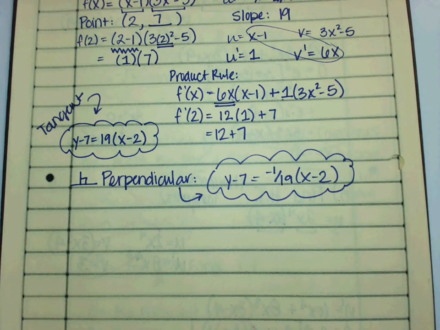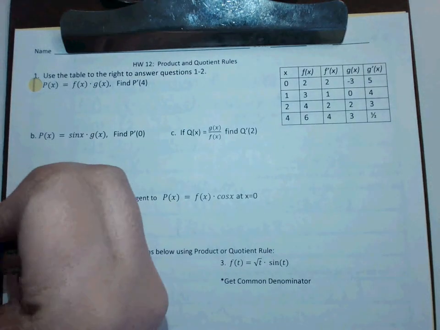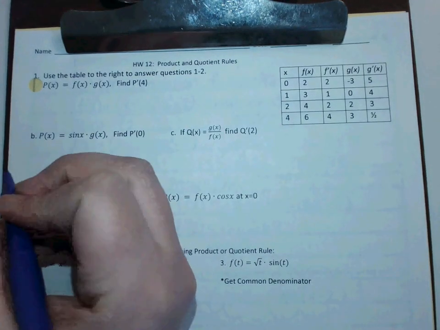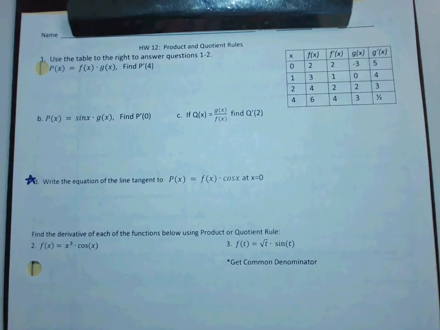Alright. We're gonna do number 1, part D. Okay, here we go. Number 1, part D. Here we go. Okay, what are we writing?